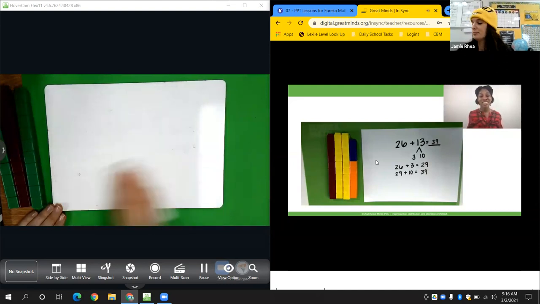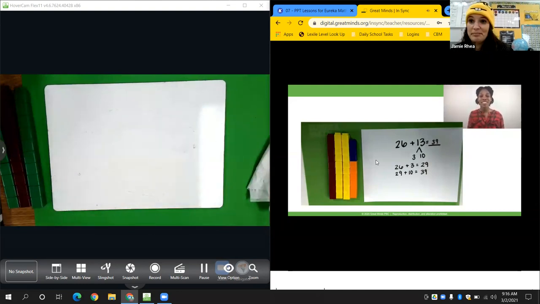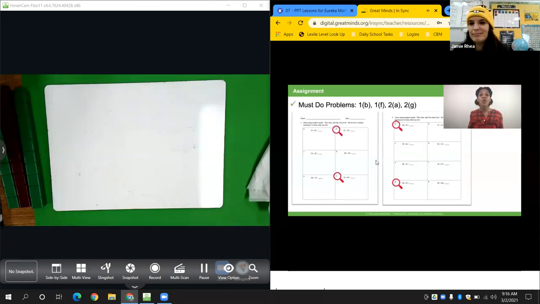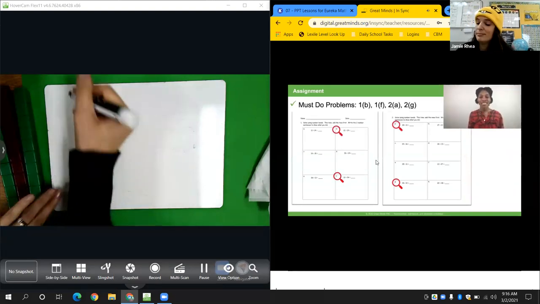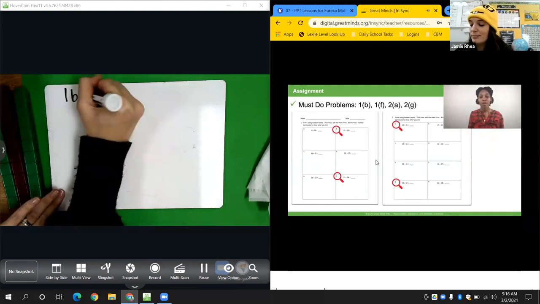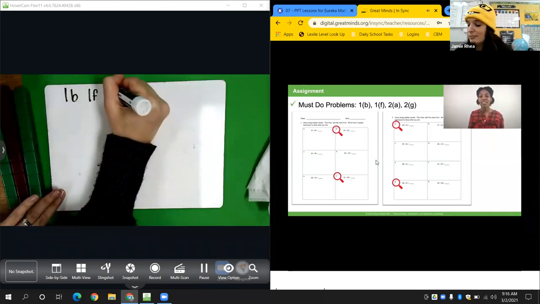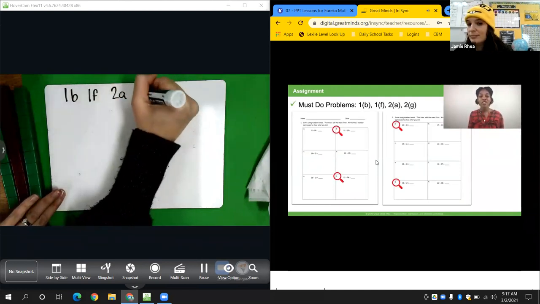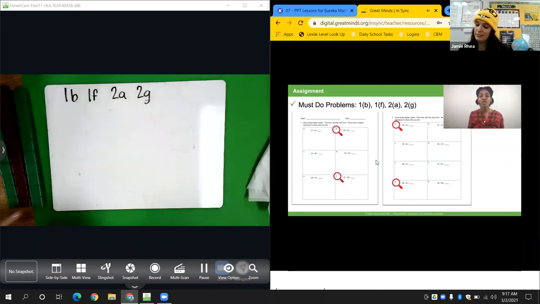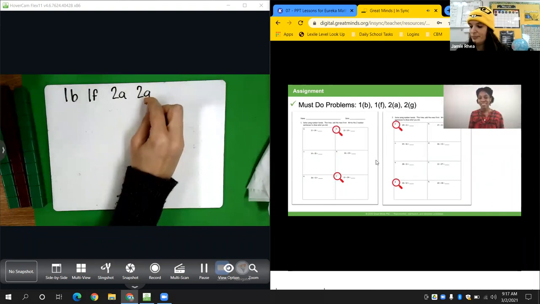So mathematicians, you learned a new strategy today. It's called the adding ones first strategy. Great work. Well, mathematicians, now it's time for the problem set. Your must-do problems are 1B, 1F, 2A, and 2G. Remember to do your best work for 10 minutes.